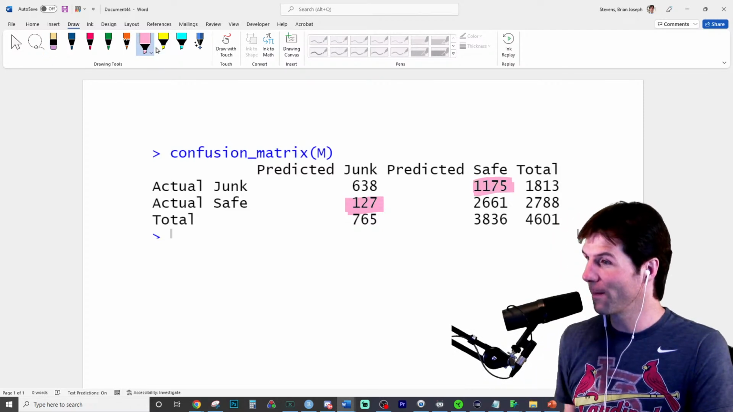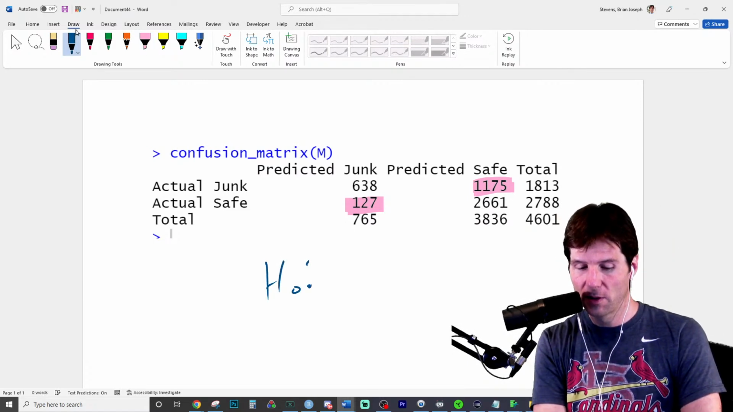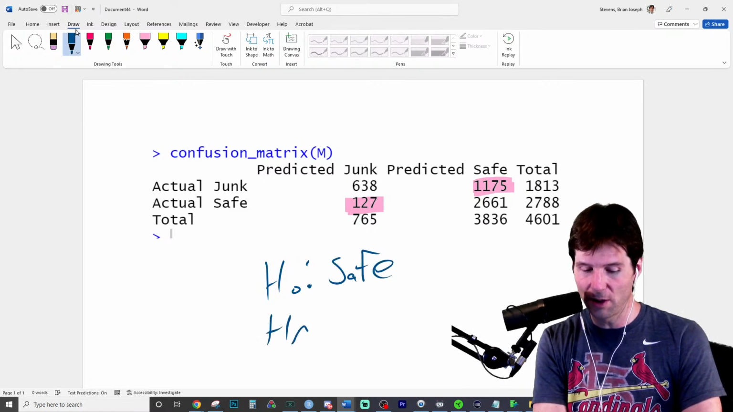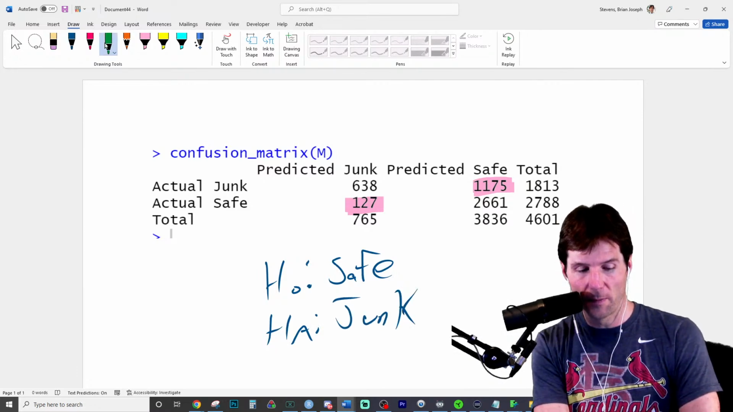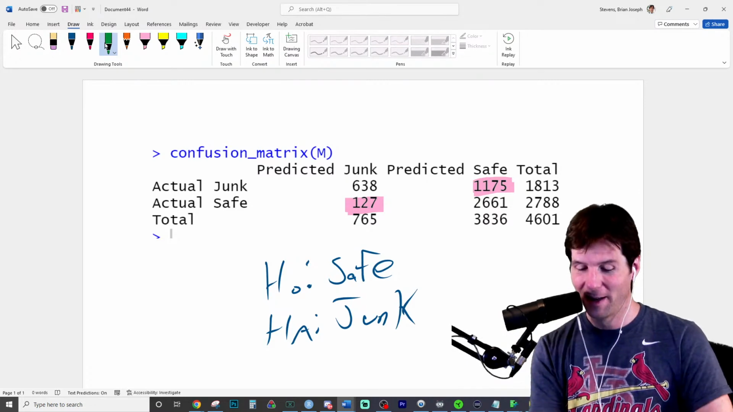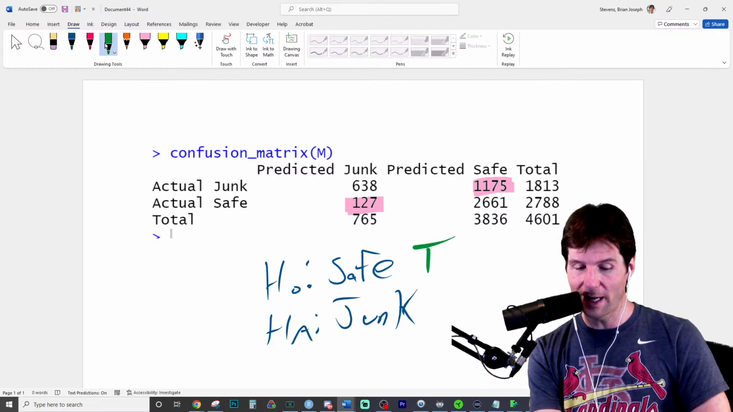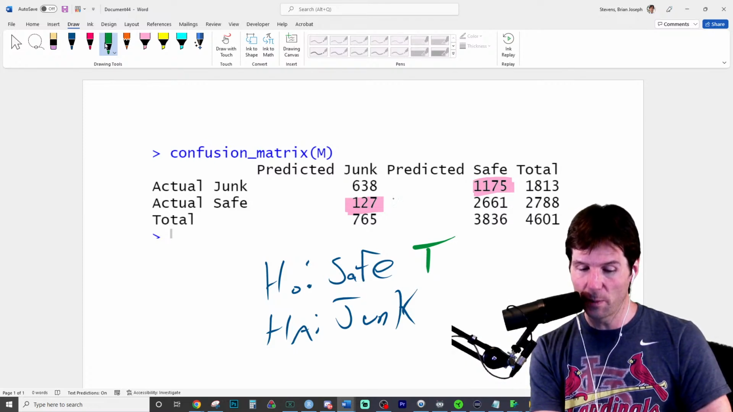You know what's interesting? We were talking about type 1 and type 2 error. So if the null hypothesis is that the email is safe until you have evidence it's junk, a type 1 error is when the null is true. Oh my gosh, type 1 error, the null is true. Good, I even have to check sometimes myself. And then we reject it. So a type 1 error, if the null is true, it's actually safe, and we reject it. This would be the type 1 error.